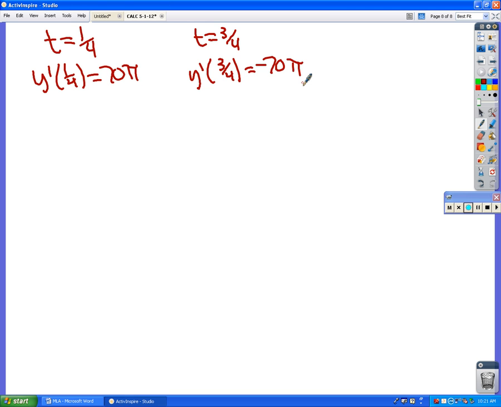Okay, so the answer to I, when is the first time the vertical velocity will be a maximum? T equals 1/4. J, when is the first time the vertical velocity will be a minimum? T equals 3/4. K, what is the maximum vertical velocity? 70 pi. L, what is the minimum vertical velocity? Negative 70 pi.